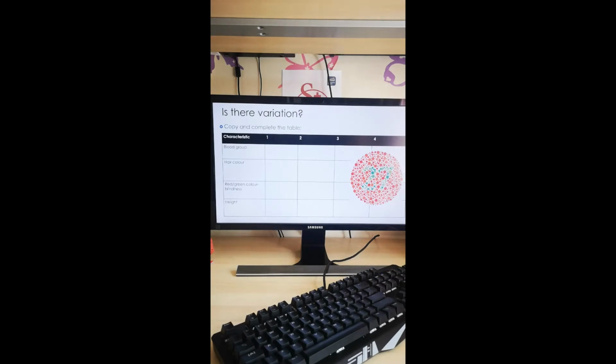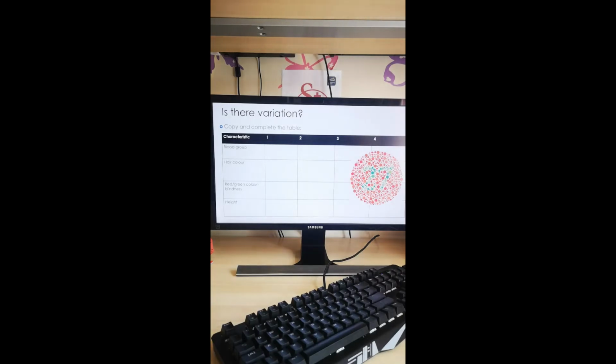For humans, of course, we've got the environmental influence on hair colour as well, because some of our hair colours are not natural, so we also have the environmental factors. Red-green colour blindness is controlled by one gene, and so it is completely genetic in that variation, and there is only a variant of 2: to be colourblind or not to be colourblind.